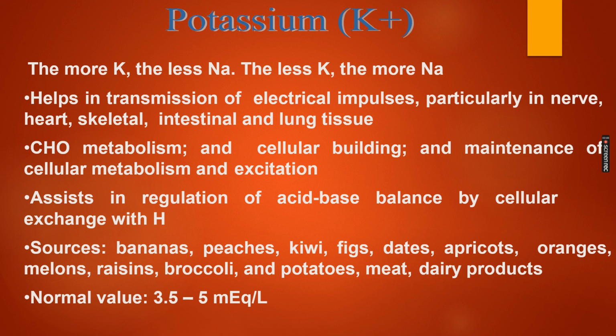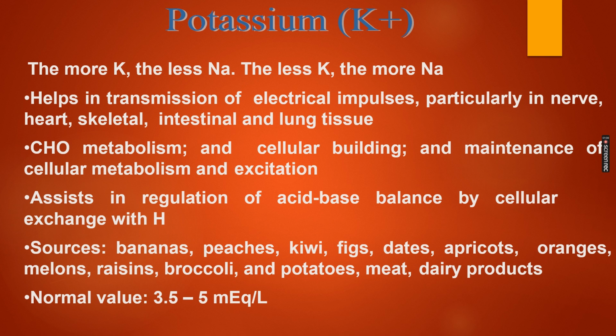If there is more potassium in the body, there will be less sodium, and if there is less potassium, there will be more sodium. So, what are the functions of potassium? Potassium helps in the transmission of electrical impulses, particularly in nerve, heart, skeletal, intestinal, and lung tissue.